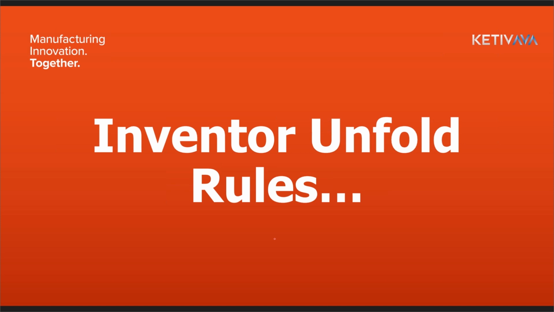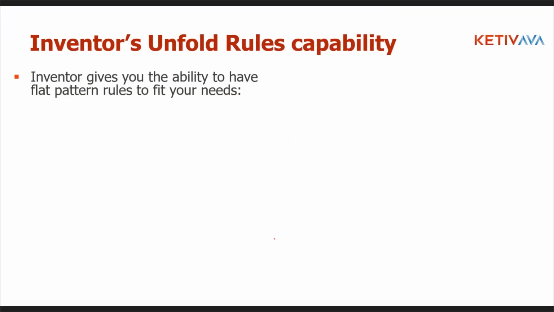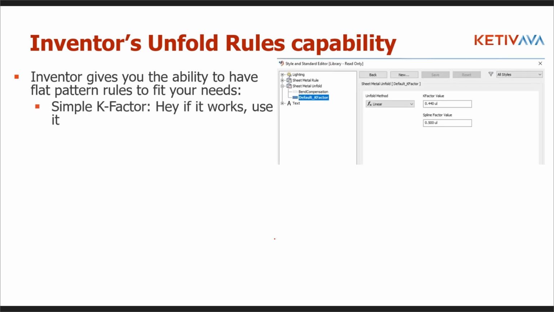Inventor Unfold Rules takes this history of how you can calculate the length of the neutral line, so that you can calculate your unfolded total length to get your flat pattern the right size, okay? So we added capability in Inventor to handle these different types of situations. For most people, a simple K-factor works. You get something out of a book somewhere, or you just say, hey, 0.44 has always worked for me. Great, that's fantastic. That's all you need to worry about, okay?